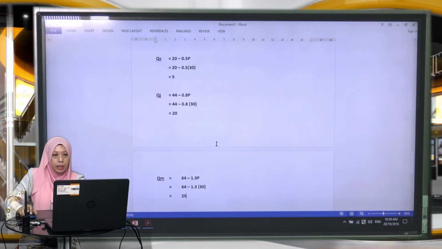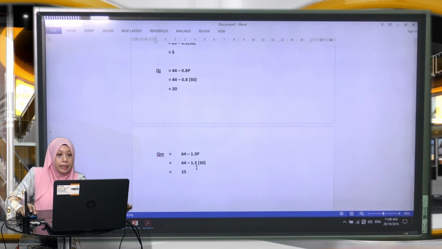Now notice that the value of the market demand tallies with the total of the individual demand. In the market you have demand from Ceria and Jaya. At price equals to 30, Ceria demands 5, Jaya demands 20, and when you add up the two, the market demand is 25. This answer tallies with the value that you get from the market demand function just now. When you substitute P equals to 30 into the market demand function, you also get 25.